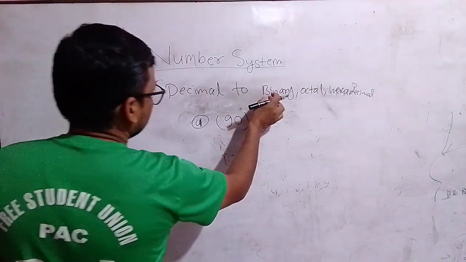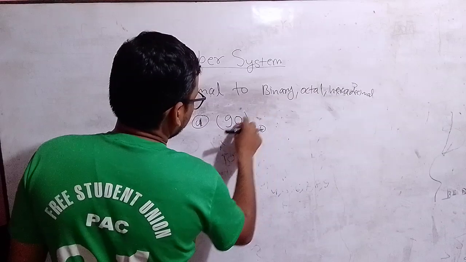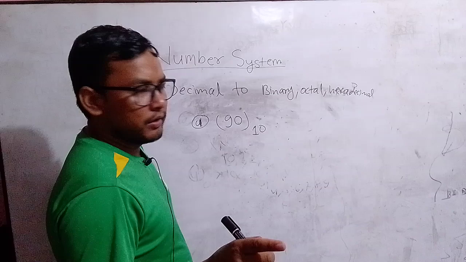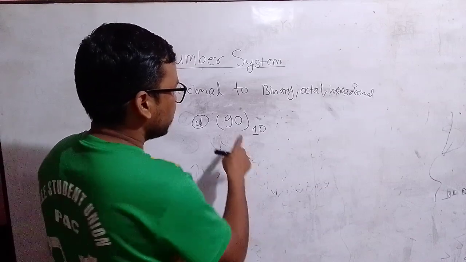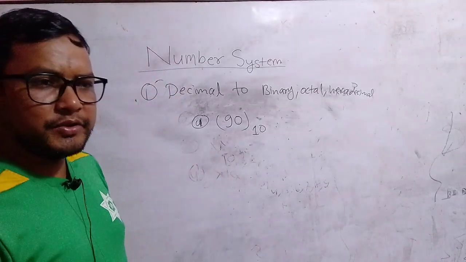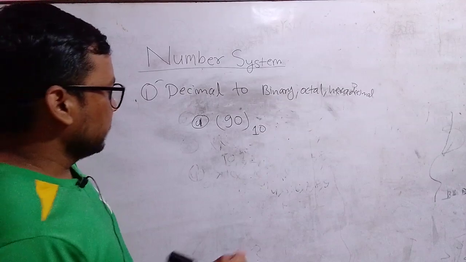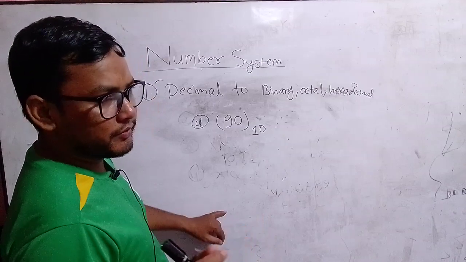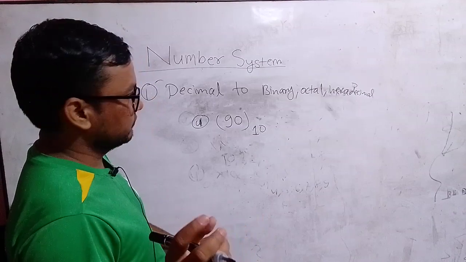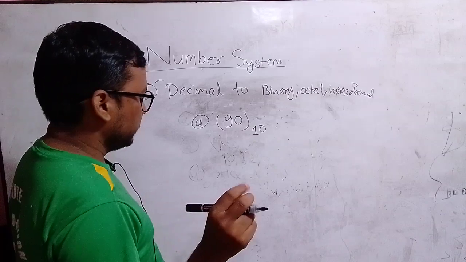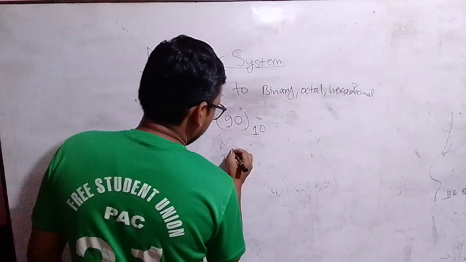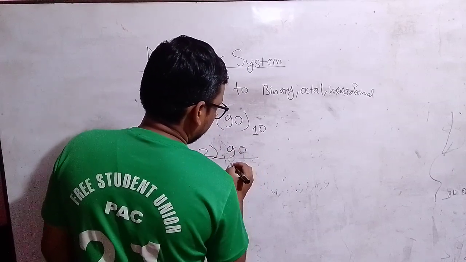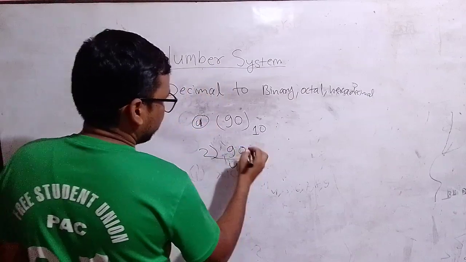To convert this decimal number into the binary number system, we need to divide. What does binary mean? Binary means 2. We need to divide 90 by 2 repeatedly. 90 by 2 is 45, and 45 by 2 again, and so on, until we reach the position where the remainder becomes less than 2. Let's divide 90 by 2. What will be 45? 45 twos are 90.